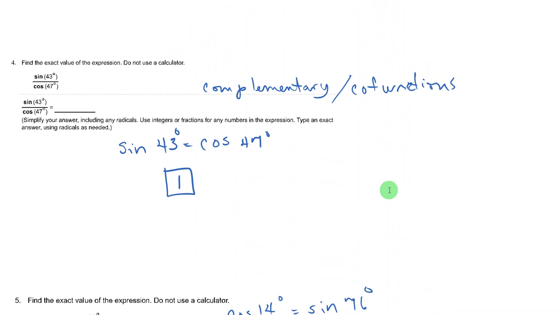Number 4, now this one, sine and cosine are cofunctions. 43 and 47 are complementary. So those things are equal. If you've got something over itself, you end up with 1. It's just some strategy in thinking about it.